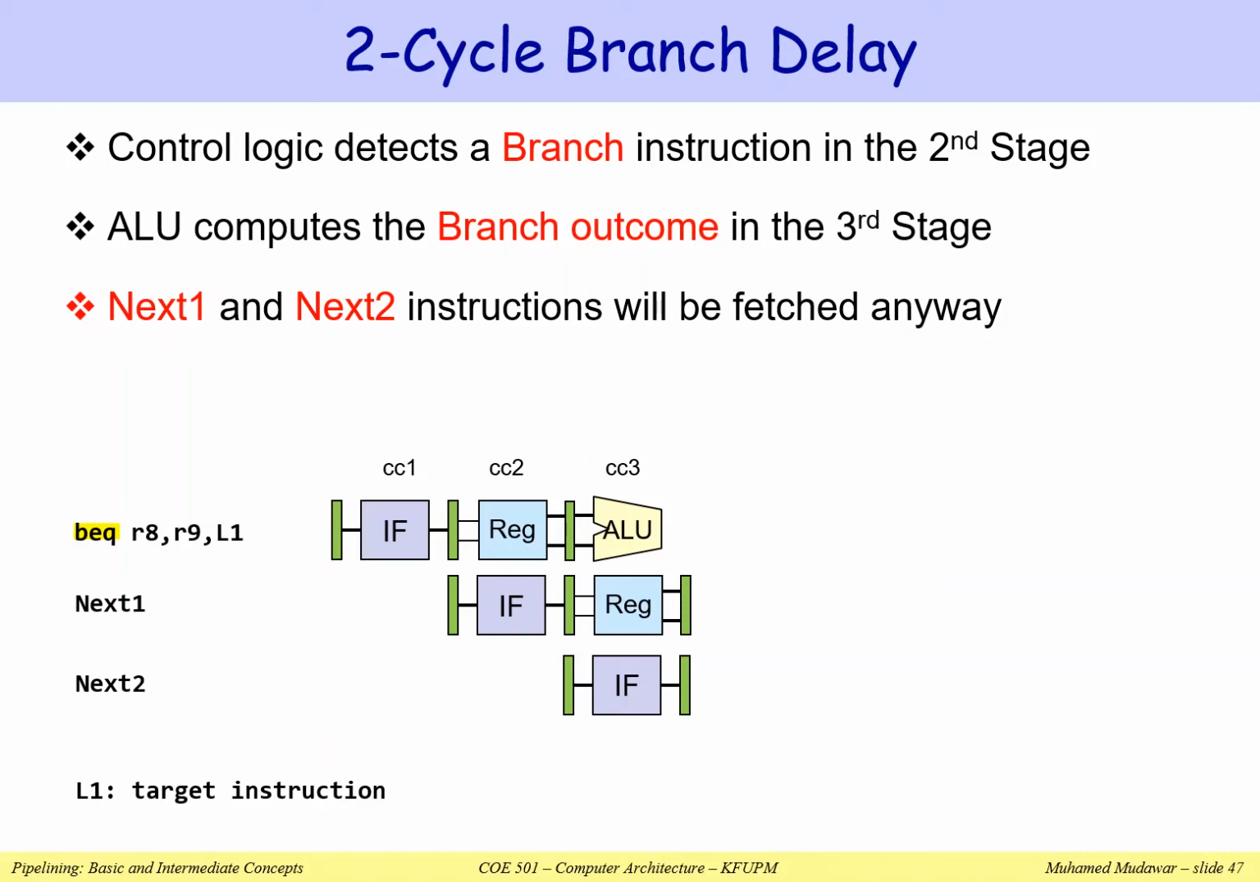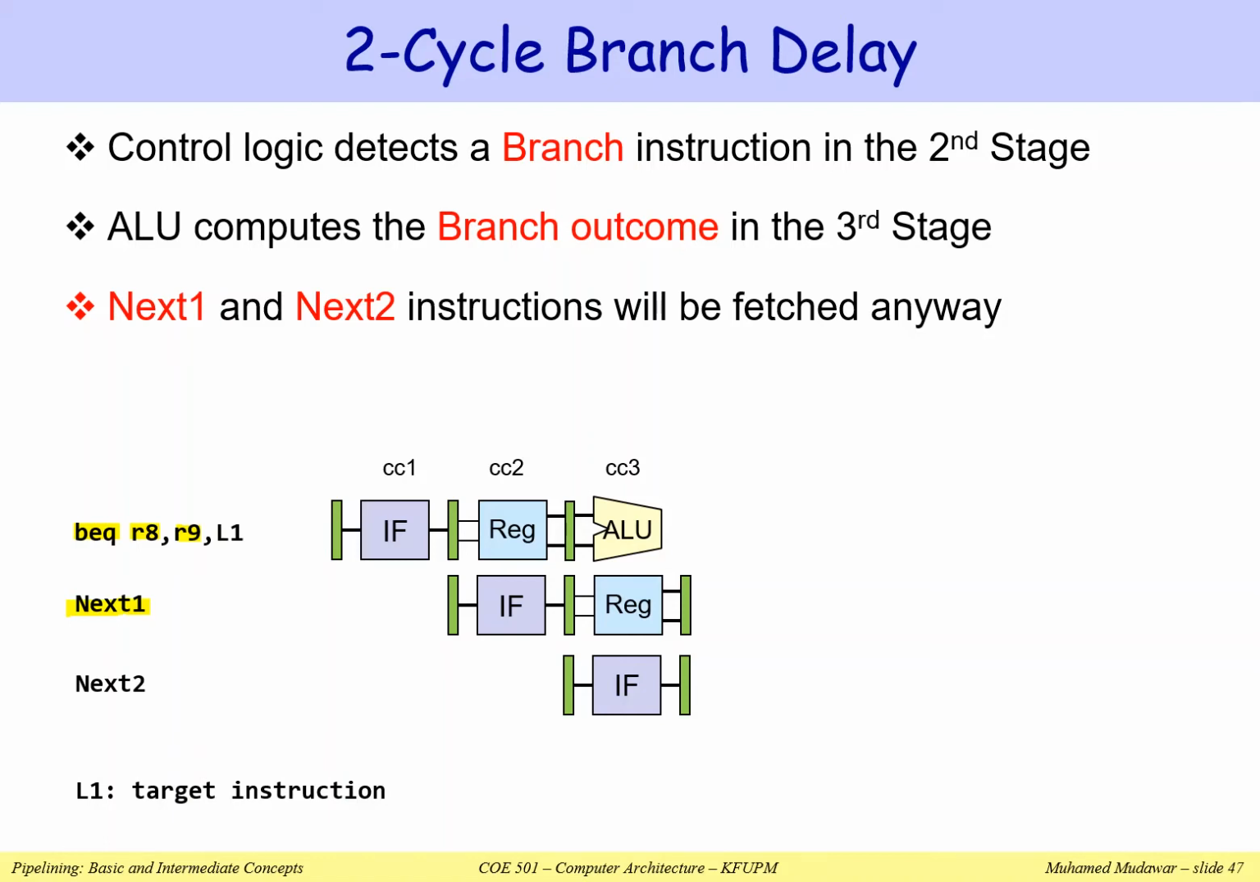The opcode will be examined. The opcode indicates that this is a branch if equal instruction. We are also going to read R8 and R9 from the register file. Now, at clock cycle number 3, we are going to execute the branch instruction. While we are executing the branch instruction, we have already fetched, at clock cycle number 2, the next instruction that appears after the branch if equal.